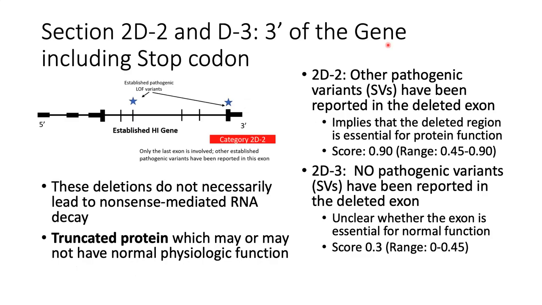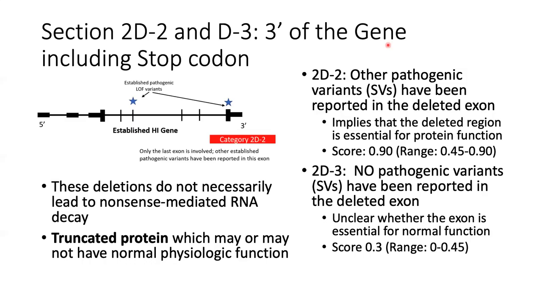I will continue here with deletions that involve the 3' end or the C-terminus of a gene. But now this involves the last exon of the gene. And these in general don't lead to nonsense-mediated decay, but they may lead to a truncated protein product. And when you have a truncated protein product, what you have to prove is what is missing. Is what is missing important or not for protein function? So in general, these variants may be reported between VUS and likely pathogenic.